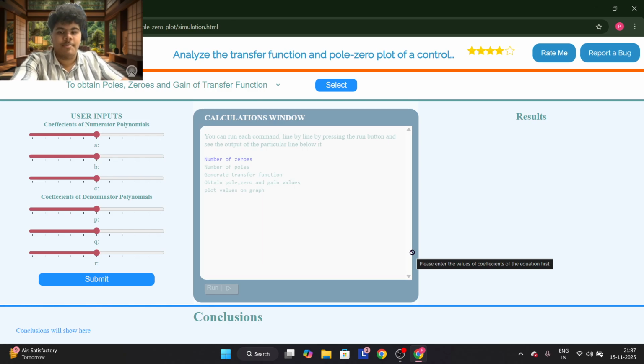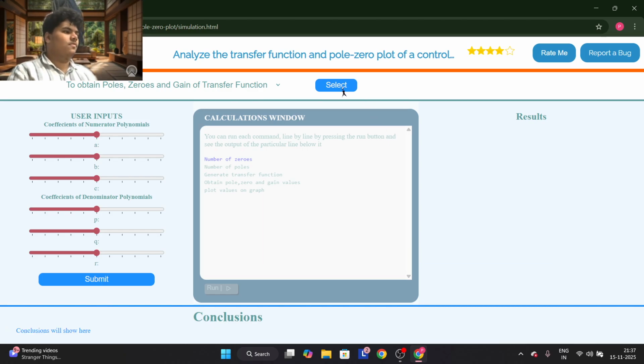A transfer function is a mathematical representation of a system's input-output relationship, specifically the ratio of the output Laplace transform to its input Laplace transform. Zeros are the complex frequencies, values of s, that make the numerator of the transfer function equal to 0. Poles are the complex frequencies, values of s, that make the denominator of the transfer function equal to 0. This is the theory part. If anyone needs these in the exams, they can use it.